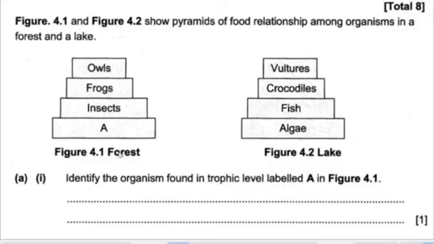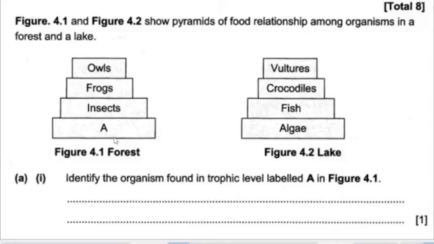So this is figure 4.1, showing the relationship among organisms that are found in a forest, where we have A, insects, frogs, owls. Then figure 4.2 is showing the food relationships among organisms in a lake. We have alga, fish, crocodiles, vultures. Our question A1: identify the organisms found in trophic level labeled A in figure 4.1. So they want us to identify the name of the organism that is found under trophic level labeled A right here in figure 4.1.